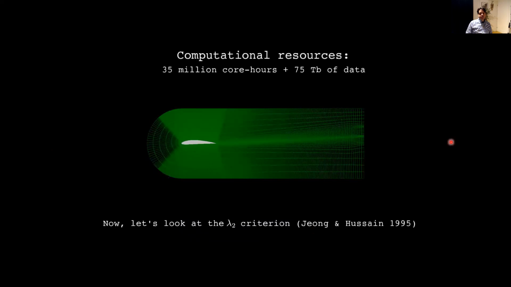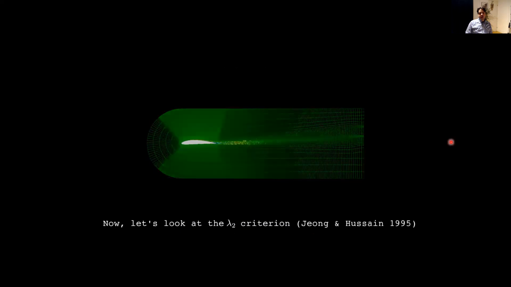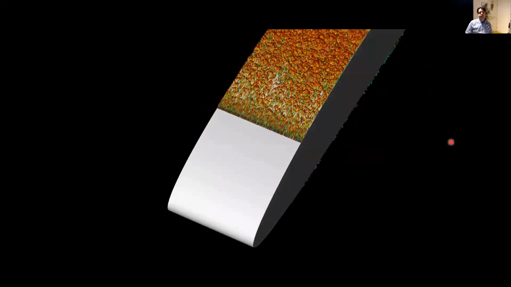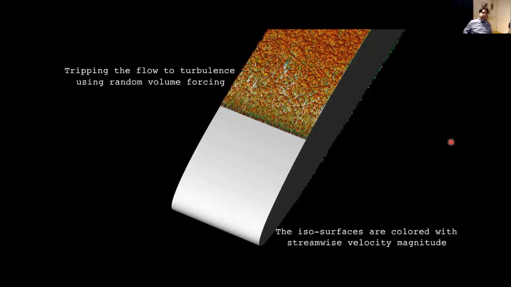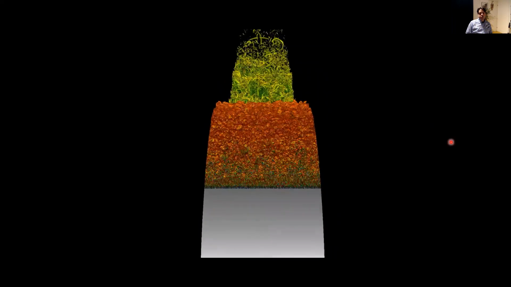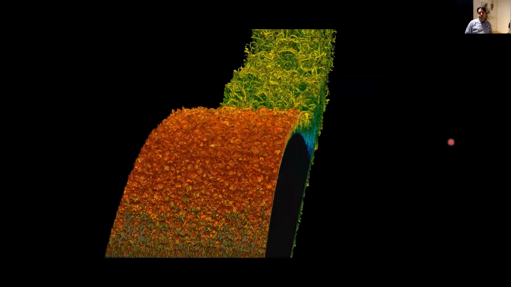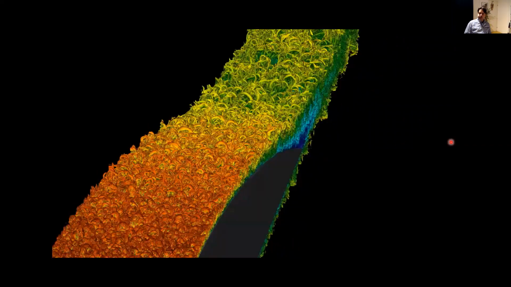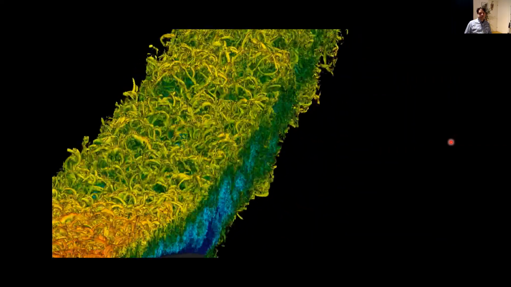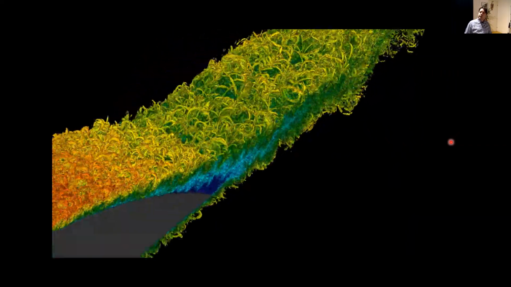So we will now very soon see the flow developing, and we look at the negative lambda 2 criterion, and you can nicely see how turbulence is initiated at the tripping location. We get all these beautiful hairpin vortices that are then shed and go downstream, and they merge and build a completely turbulent boundary layer further downstream. We do that both on the upper side, where we have the adverse pressure gradient because we have an angle of attack, where you also have a thicker boundary layer, and on the lower side of the wing we have, at these angles of attack, more or less zero pressure gradient conditions.